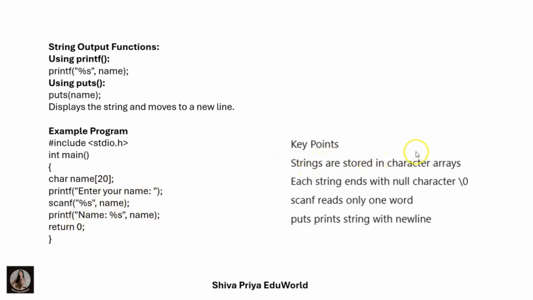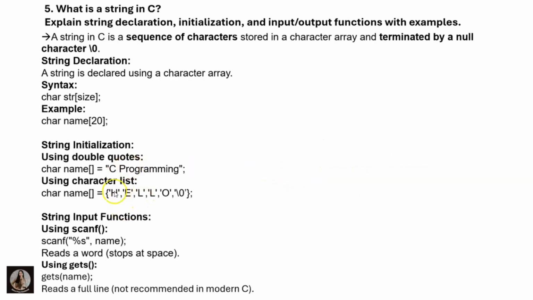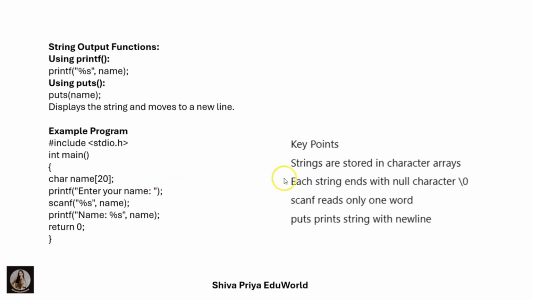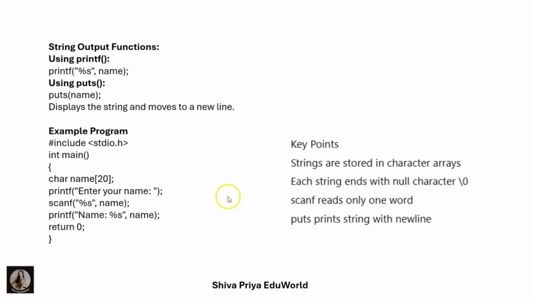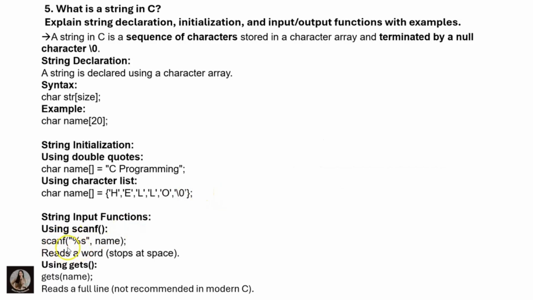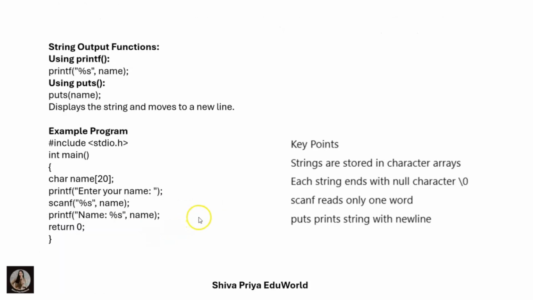Here strings are stored in character arrays. After that, each string ends with a null character. And scanf reads only one word. It will stop whenever a space is found. Puts prints the string with a new line. After that, it will move to the new line.